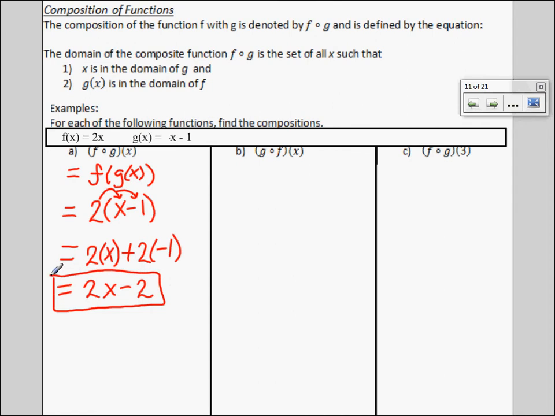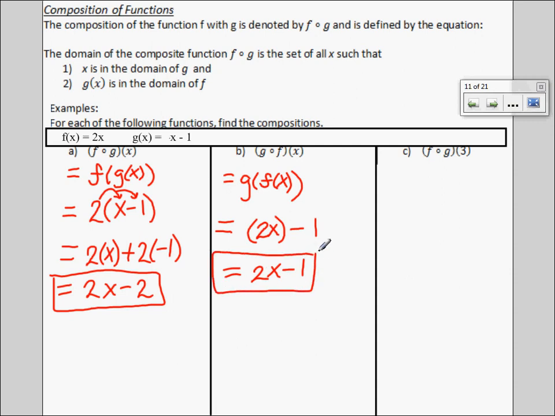Okay, for B, we have g∘f. So we have to write the g function, and everywhere we see an x, we'll just write the f of x function. To get started, the g function is x minus 1, so we're going to start off by writing the f of x function, because that's what x is, minus 1. And just to simplify it, we just have x minus 1. And that is the composition of functions for g∘f.